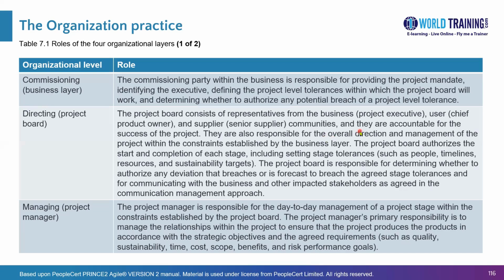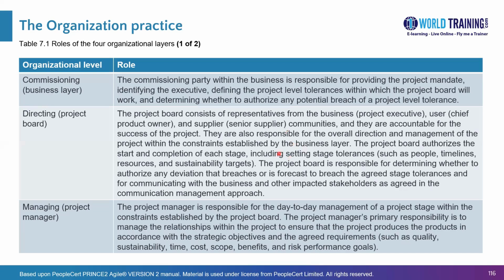So these representatives from the three areas are accountable for the success of the project. This is something you need to know for the exam: which layer is accountable for project success. It is the directing layer made up of the project board members. They also provide overall direction and management of the project within the constraints established by the level above them, which was the business layer. Who sets the project tolerances? Project cost, time, and other tolerances, risk tolerances, sustainability tolerances, benefit tolerances, quality and scope tolerances, whichever are most relevant for the business layer to monitor.